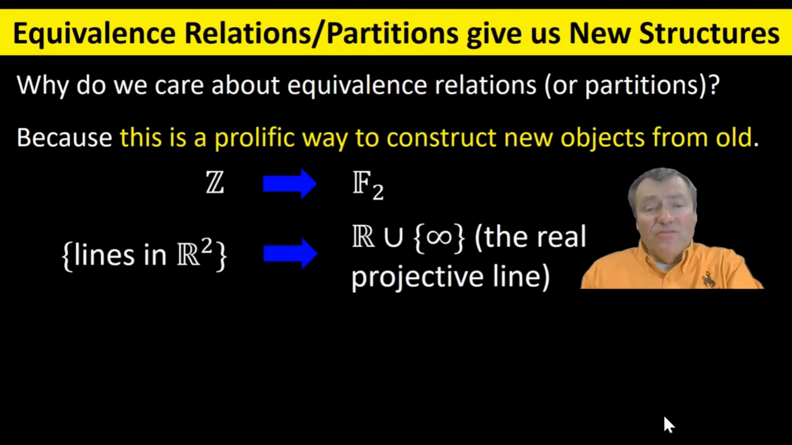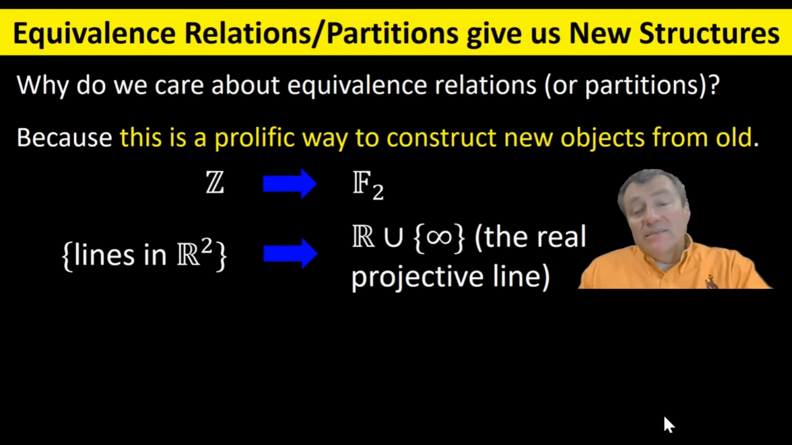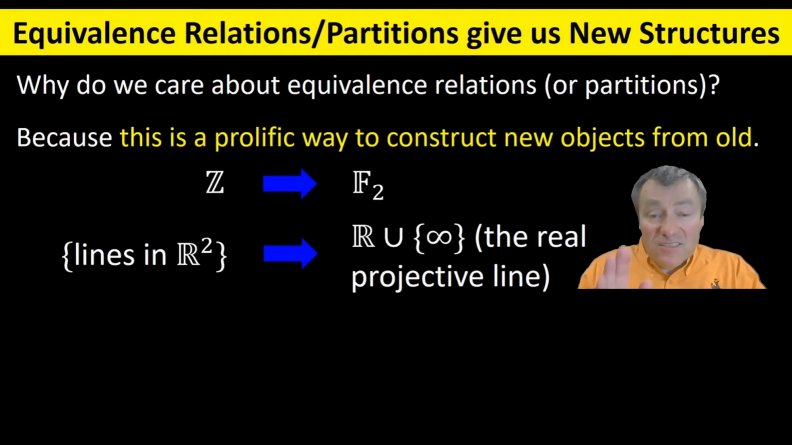Here's another very important thing. If you take the set of lines in the Euclidean plane and you identify them if they're parallel, then what you get is something called the real projective line. This is the set R with one extra element called infinity. It's not just some crazy mistake or happenstance that this came out. This is a very crucial example in mathematics. It's called the real projective line.